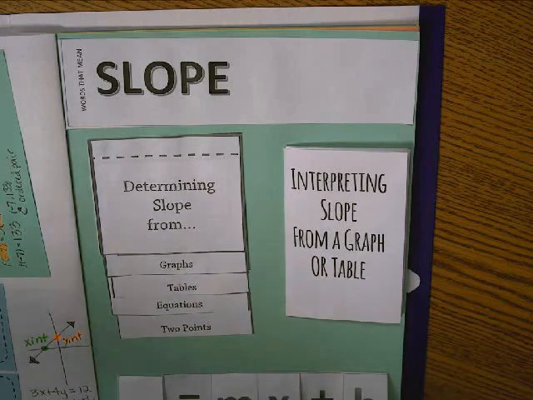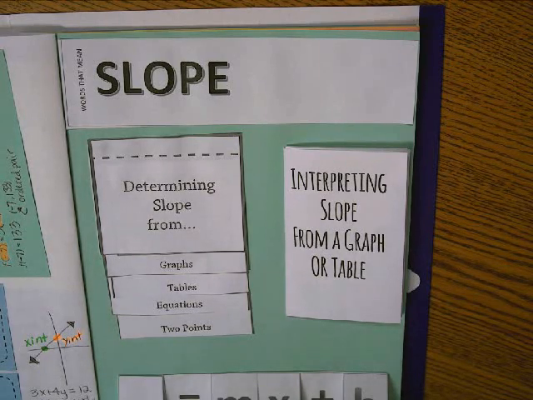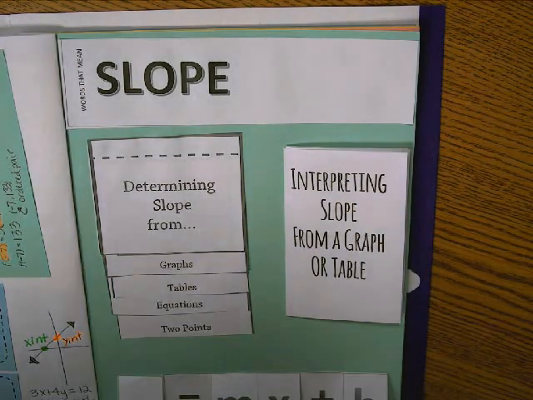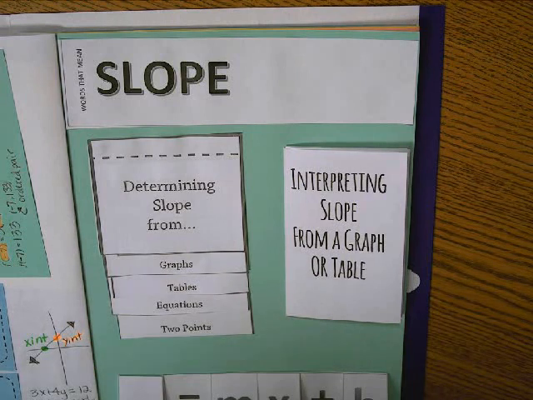Everybody, we are going to work on page 3 of the blue folders, and page 3 is all about slope: interpreting slope, where to find it, and how to get it from graphs and tables and equations and all of that. So let's go ahead and get started.